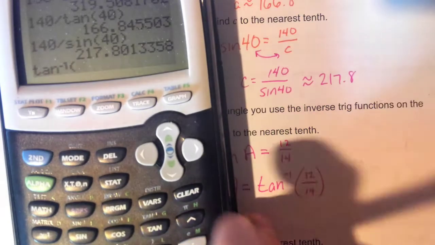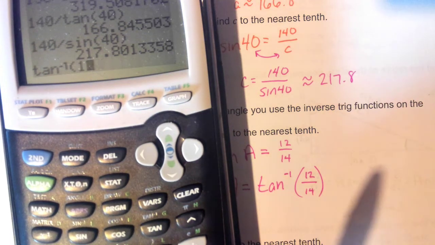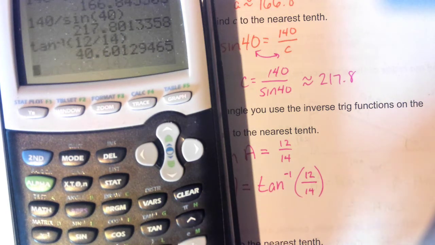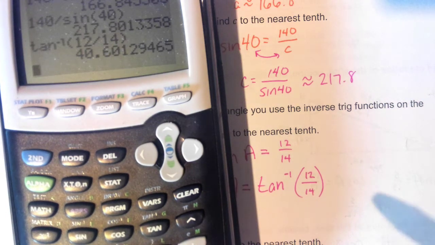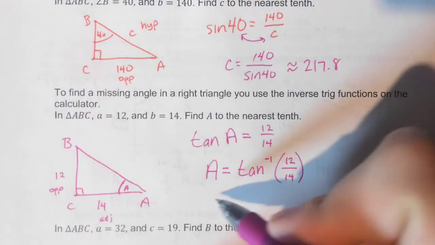So now we just type in what we see. We have the inverse tangent of 12 divided by 14. Again, close that parenthesis, get in that habit. So we're going to round that. That's the angle right there. That's all you have to do. Round the angle to the nearest tenth. It's going to be about 40.6.